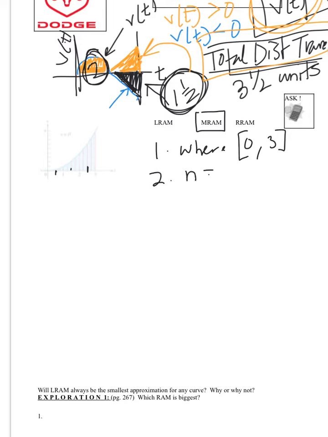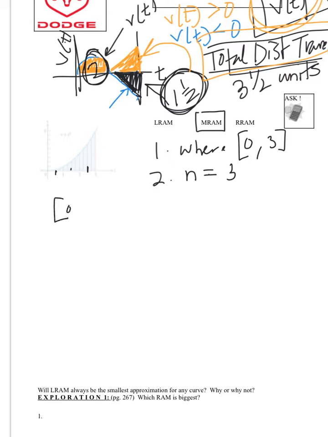That's n. So what I'm going to do this time is break it up into 3 rectangles. We did 6 in class, but this time I'm going to do 3 just to make it a little easier. That's really all I need to know: what method, what interval, and how many divisions. So going from 0 to 3, I'm going to break it up like we did before in class.